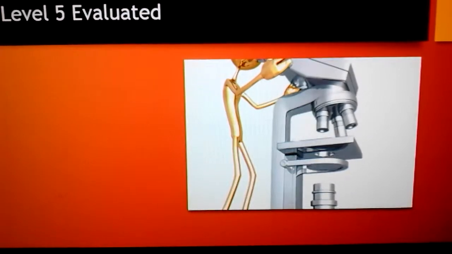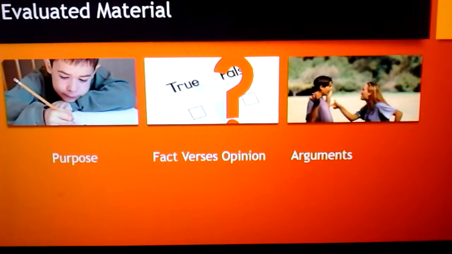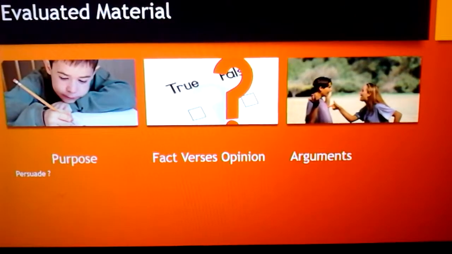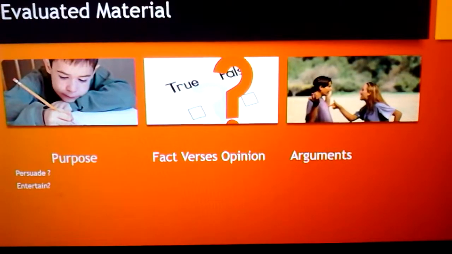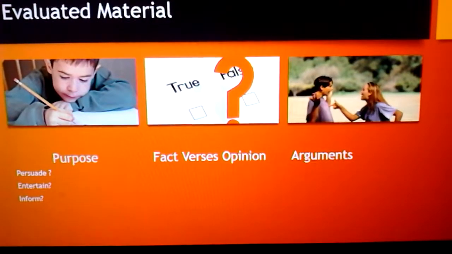So on level 5, we evaluate information. First we start off, what's the purpose? What is the purpose for the writer to write this? Is it to persuade, meaning to get you to believe something? Is it to entertain, to make you laugh? Is it to inform you?